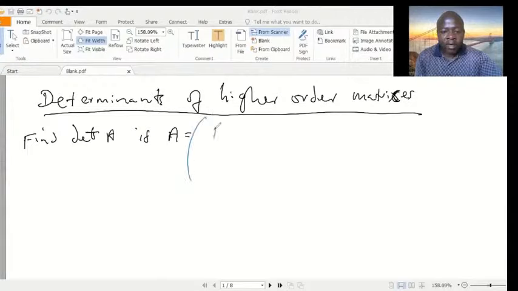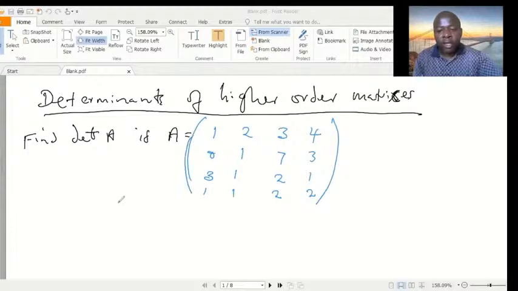Let me see. 1, 2, 3, 4, 0, 1, 7, 3, 3, 1, 2, 1, 1, 1, 2, 2. Yes, here's a matrix. The question is find the determinant of this matrix.